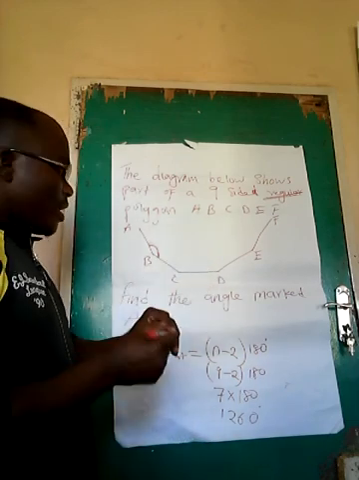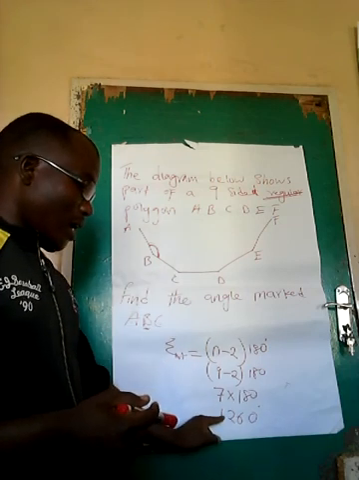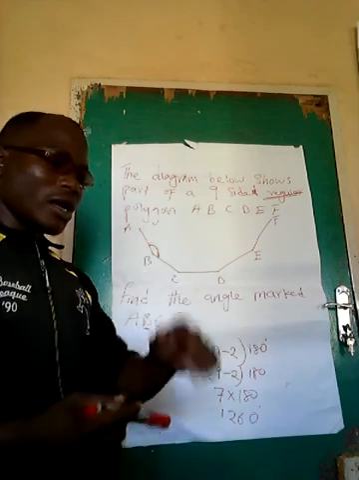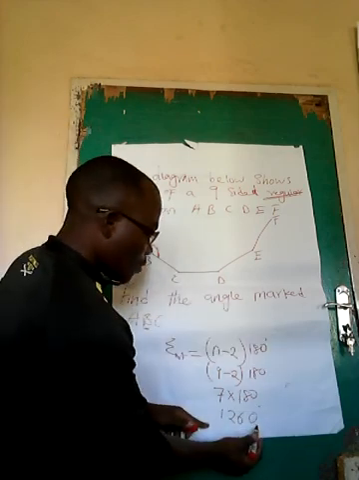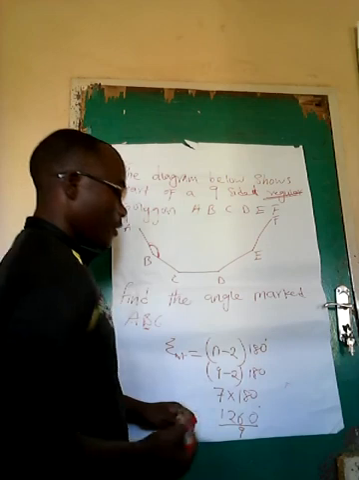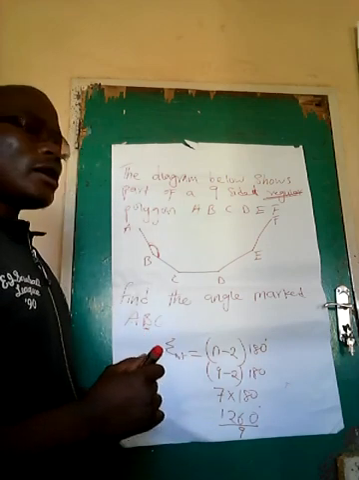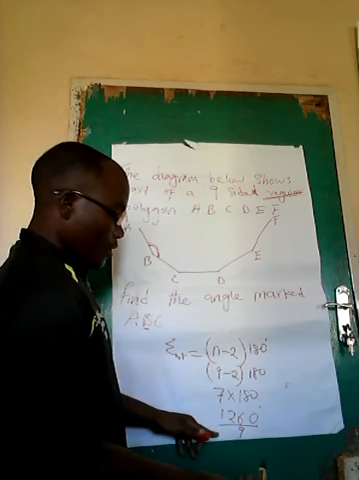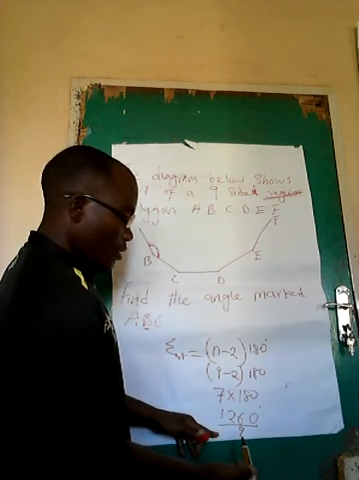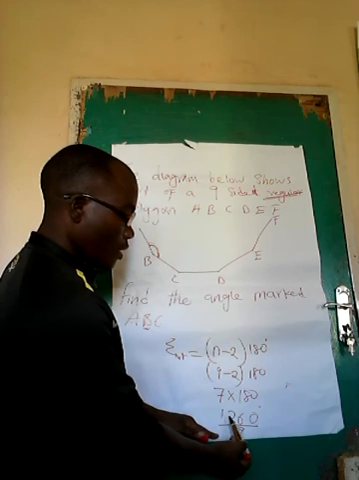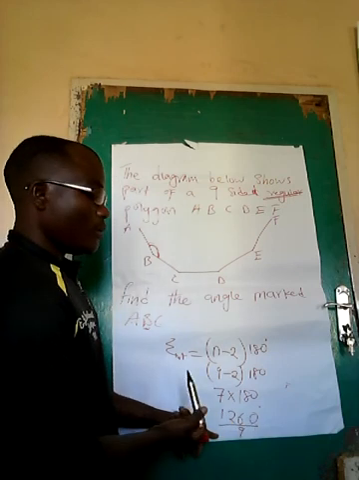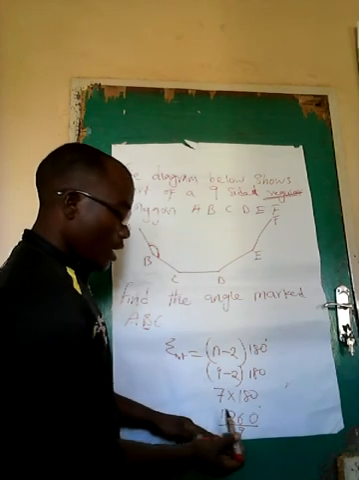Now, if 9 angles add up to 1260 degrees, what about one angle? So you just divide this one by 9. When you divide that by 9, you see that your solution will be easy. You can reduce this one. Which factor can go into 1260 and 9 without leaving a remainder? Okay, let's try 9 itself.